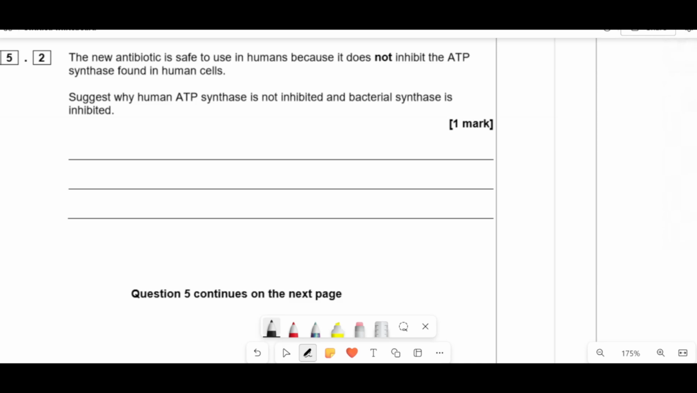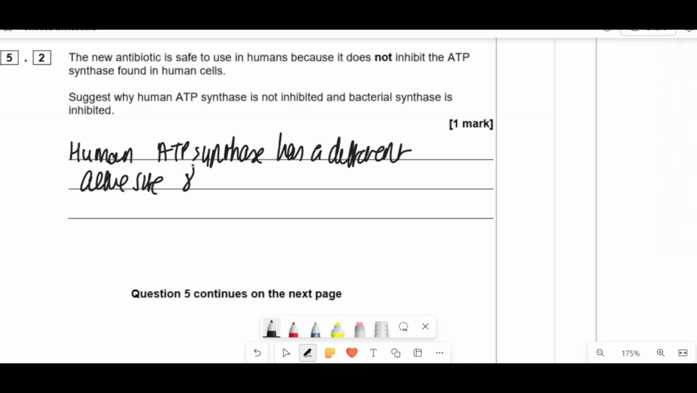So it must be that, well, they've told you that this is some sort of inhibitor of an enzyme. So it's probably going to be going for the active site or changing the active site of it. So if it's not affecting human ones, but only bacterial ones, it must mean that the active site of the human one is different. So then you would say that human ATP synthase has a different active site shape. Or you could say the antibiotic is not complementary to human synthase. It's showing you that it's inhibiting this, and the only explanation is that they're both an enzyme. One is human, one isn't. So the only difference must be that.